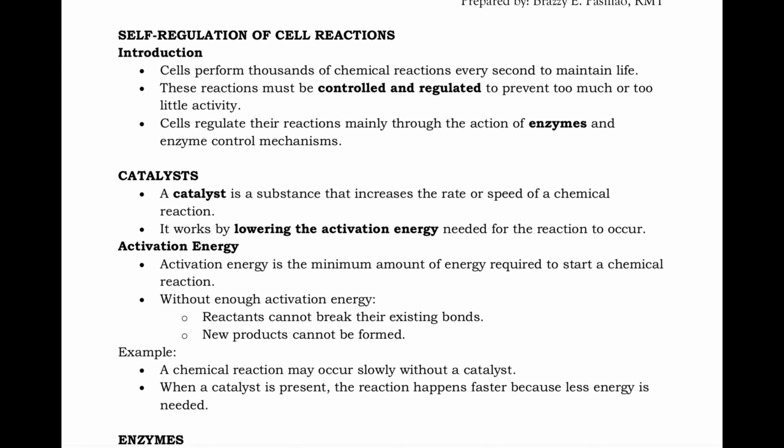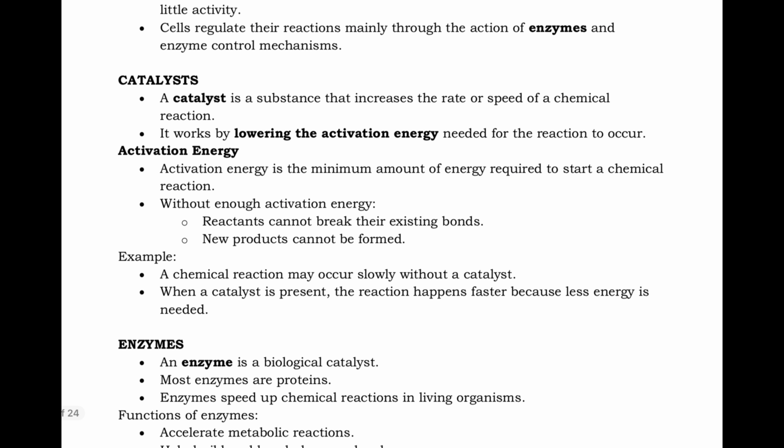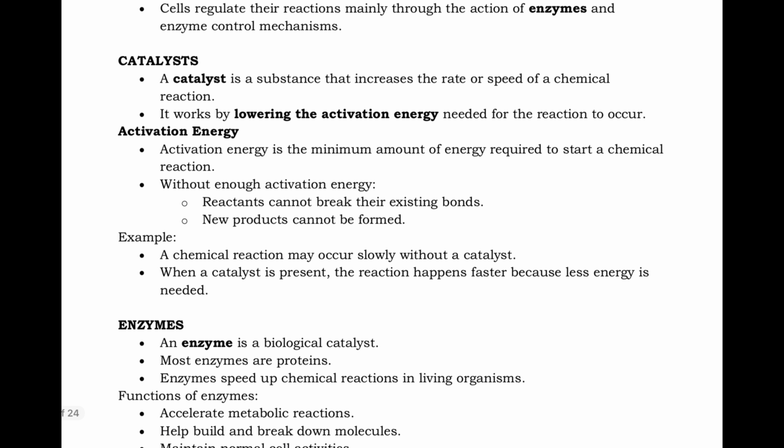Next, the self-regulation of cell reactions. Cells perform thousands of chemical reactions every second to maintain life. These reactions must be controlled and regulated to prevent too much or too little activity. The cells regulate their reactions mainly through the action of enzymes and enzyme control mechanisms. A catalyst is a substance that increases the rate or speed of a chemical reaction. It works by lowering the activation energy needed for the reaction to occur. The activation energy is the minimum amount of energy required to start a chemical reaction.